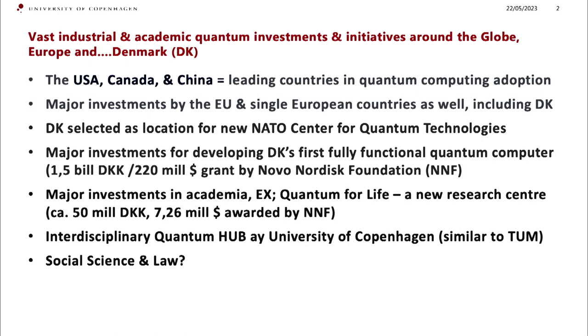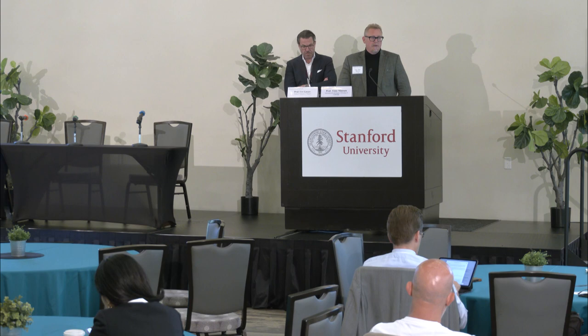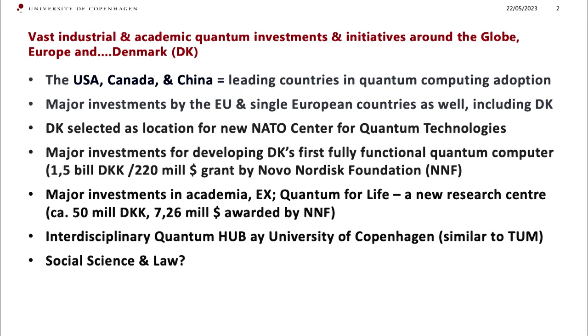Also, major investments have been made in academia. For example, we have a Quantum for Life Center established at the Mathematics Institution, which is run by Matthias Christandl, who, by the way, has a history from TUM and also has a PhD from Cambridge. So he's a leading mathematician working with quantum algorithms. Here we combine quantum physics, mathematics, chemistry, and data science to develop strategies for predicting protein foldings and new ways to work with biomolecules, and thereby the hope is to speed up and improve the drug development process. He received around $7.26 million, also from the Novo Nordisk Foundation, the NNF.